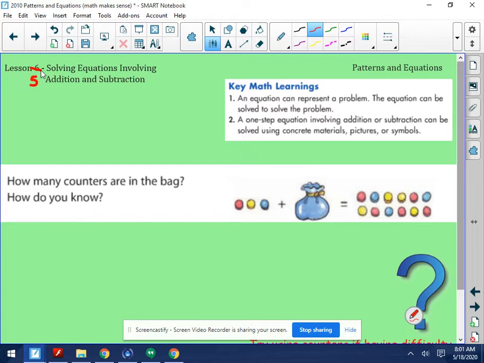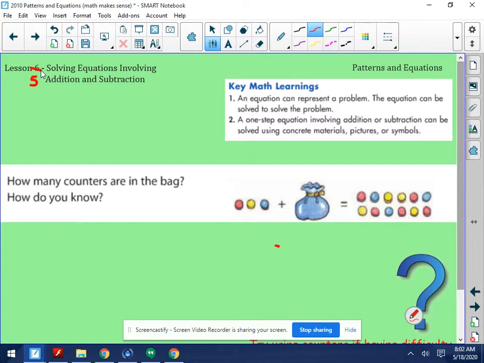This is not a hard lesson at all. We're just coming to the very end of our unit. Lesson five today, lesson six tomorrow. Pretty straightforward, solving equations. Today we're going to be solving equations that use addition and subtraction. Tomorrow you'll be solving equations that use multiplication and division. So let's go ahead and check this out.